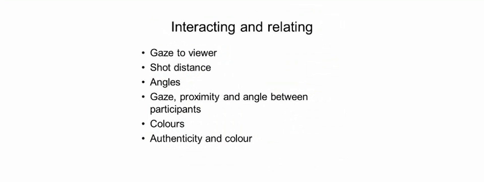The next aspect of meaning, a meaning system, is interacting and relating. So here are six different subsystems within this big system. They're in the Callow textbook: the gaze to the viewer, shot distance, angles, and colours, and authenticity and colour. Let's have a look.